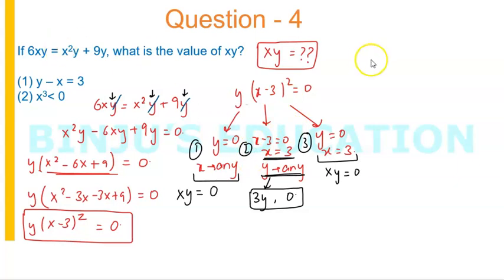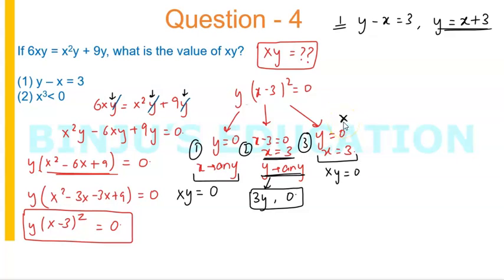So the first statement says that y minus x is equal to 3, or you can say that y is equal to x plus 3. So y is 3 greater than x. Now if y is 3 greater than x, then it will definitely not go with the third case.